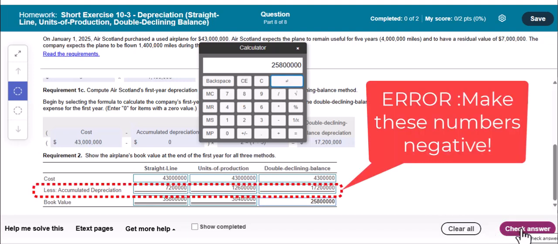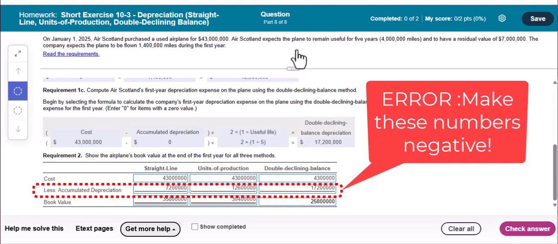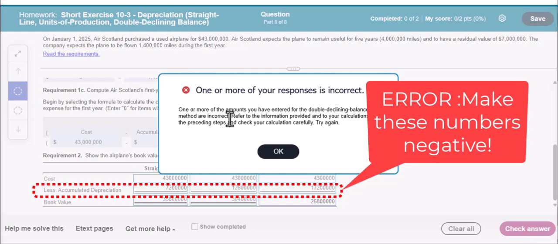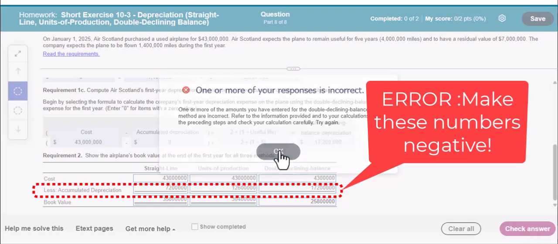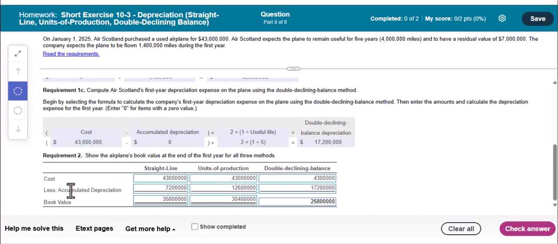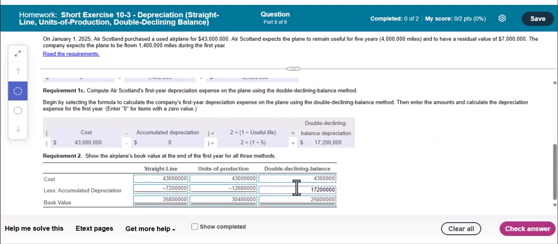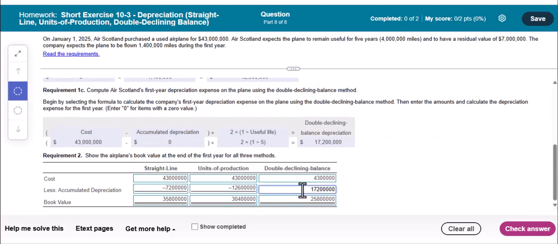Close this off here for a second. Oh, looks like we got something wrong. And it appears, since we are subtracting these, we need to make these negative, actually. So, good looking out there. Go ahead and make these numbers negative since we are subtracting this depreciation. And check our answer and see if that made it better.